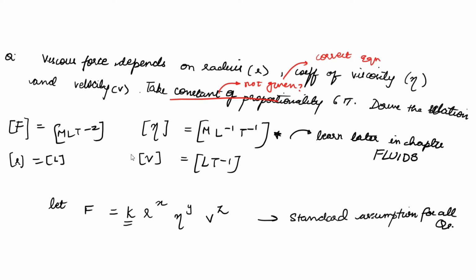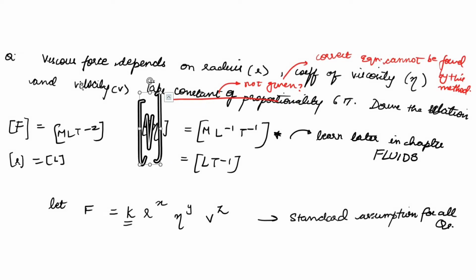But is it possible for us to find the actual formula of the viscous force? No, we couldn't have found the actual formula. We can only find the dependency on the variables. Only because they have given the constant can we find it. So this becomes a limitation for us. The actual, correct equation cannot be found by this method of dimensional analysis.